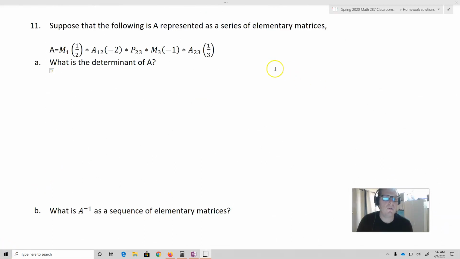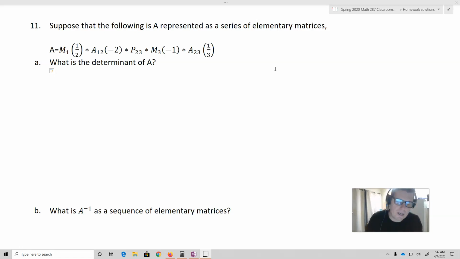All right, so suppose that the following is A represented as a series of elementary matrices. And so we have A, and it's actually a product of elementary matrices: M1 1/2 times A12 negative 2, times P23, times M3 negative 1, times A23 1/3. All right. So what I'm trying to get out here is, do you understand how elementary matrices work, right? And then how does that relate to things like the determinant and the inverse? All right. So this first asks us, what is the determinant of A?